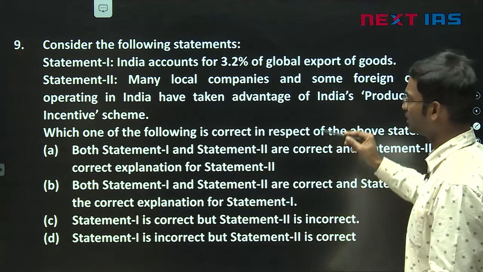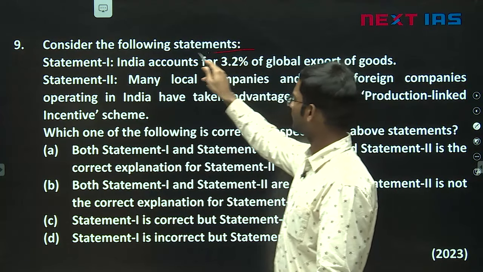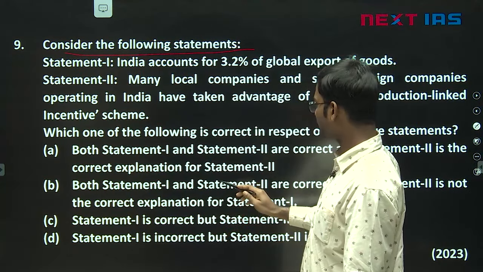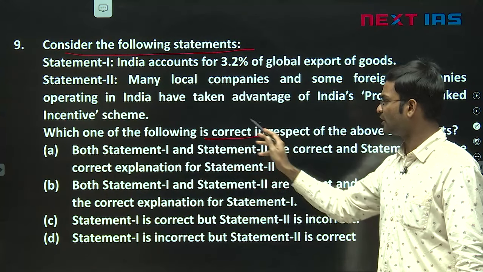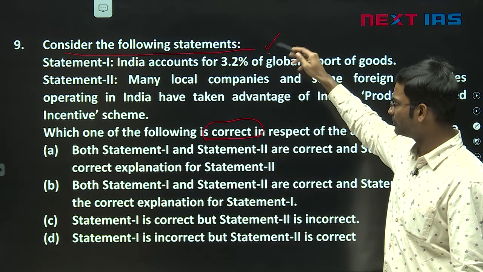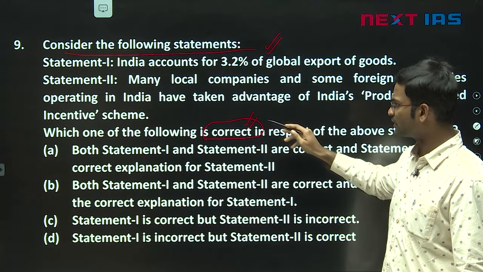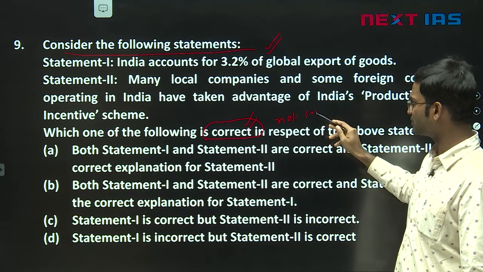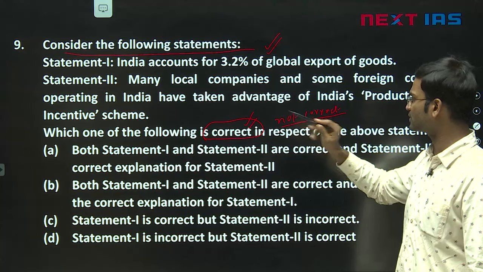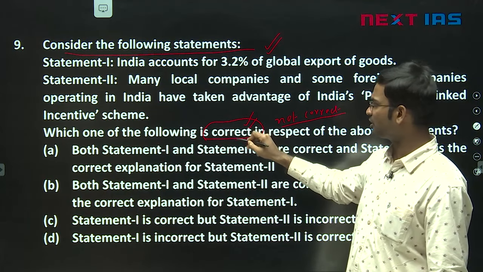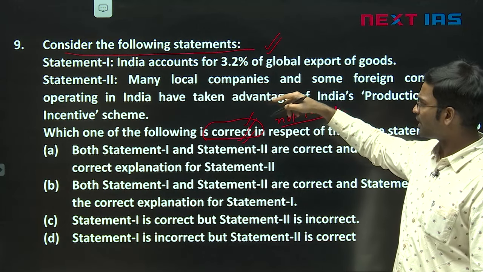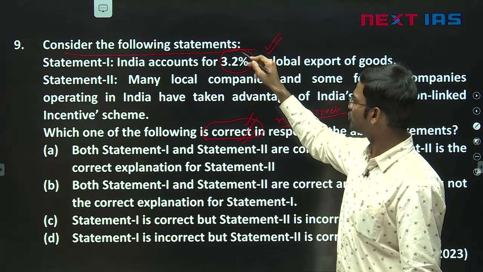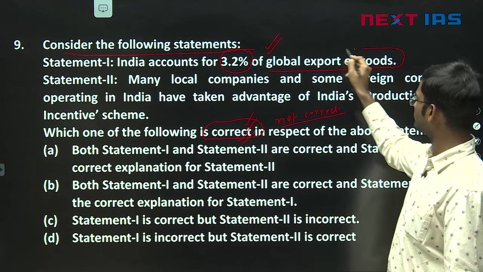Now look at this question. Consider the following statements, okay, and they are asking which of the statements are correct. Whenever you read a question in prelims, look at whether they are asking for correct or not correct. Very important. So here they are asking us for correct statements. Now statement 1 says India accounts for 3.2% of global export of goods.